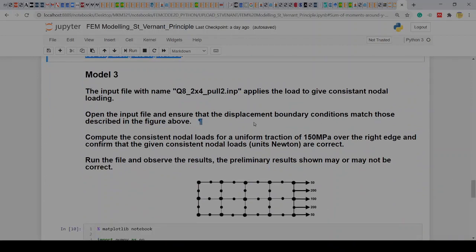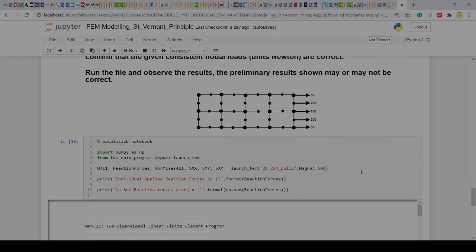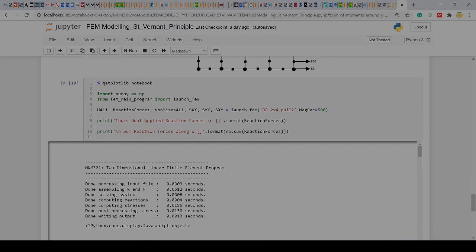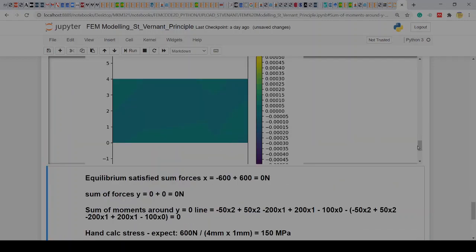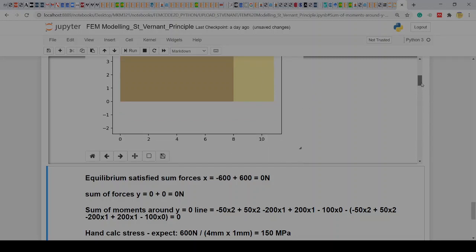So model 3. Now we're going to model this with the consistent loading applied on the right edge. So again, 50, 200, and 250 load distribution. Don't forget, it's a unit thickness structure. And so essentially what we have is, we can run this and see what we get out. Now this is the response that we get. Now it's accurate, close by also to where we apply the load, because we're applying the loading now properly.